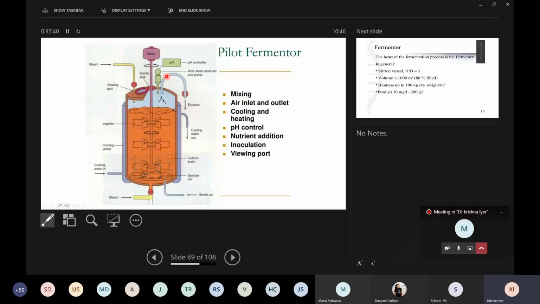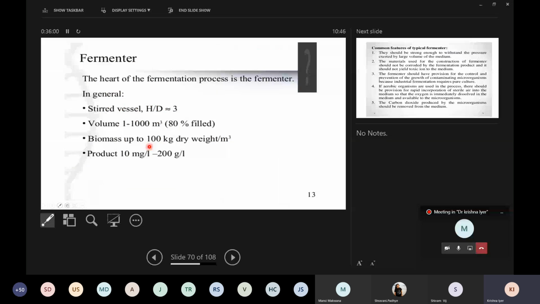So let us get to the main thing. Whenever you're doing a large scale fermentation, the heart of the process is the main fermenter body. Usually it's a big stirred vessel, and the height to diameter ratio is typically 3. For example, if I have a vessel which is 10 meters high, the diameter will usually be about 3 meters, so that the ratio is about 3. The volume can be anything, depending on what volume you are working in.